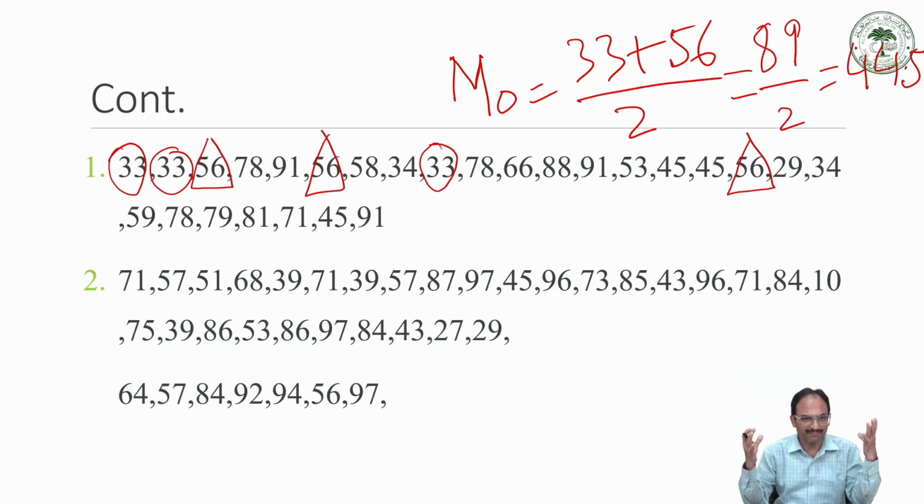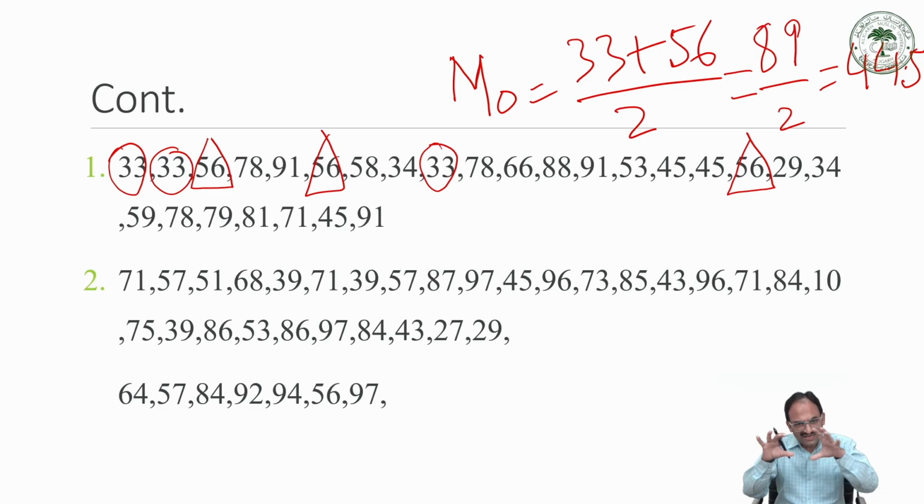Again, it's a very big one. It's a very bulky one. So many numbers are written here. So first let me repeat. It is 71, 57, then 51, 68, 39, 71, 39, 57, 87, 97, 45, 96, 73, 85, 43, 96, 71, 84, 10, 75, 39, 86, 53, 86, 97, 84, 43, 27, 29, 64, 57, 84, 92, 94, 56, and 97.